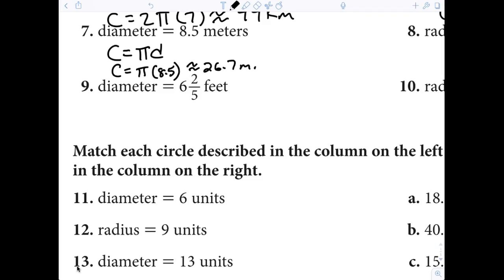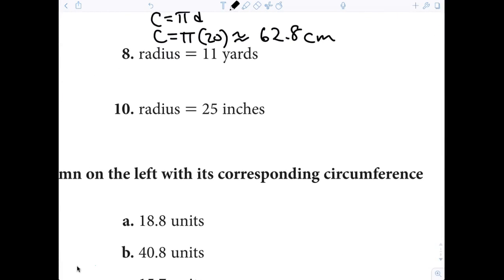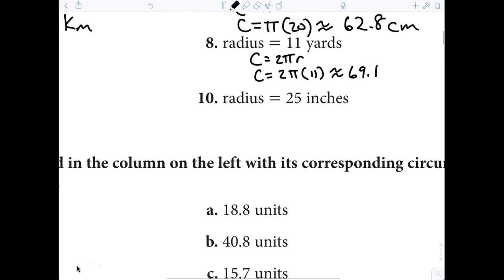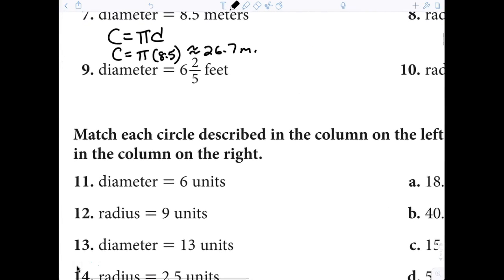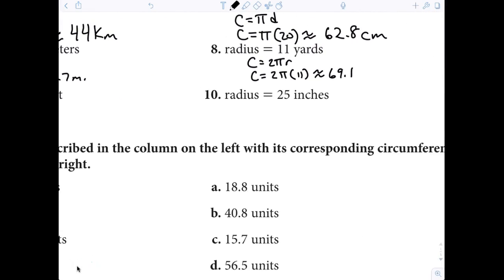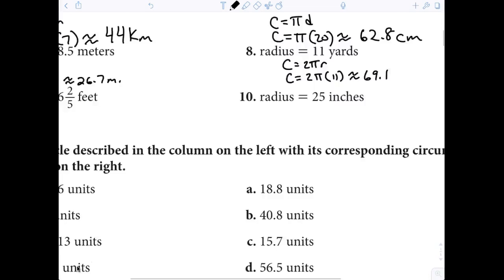All right, Chloe, you're up. Number 8. What formula am I using? C equals 2 pi r. Good. And then C equals 2 pi 11. And then it is 69.1. Did anybody else come up with that, please? Okay. Are we still rounding? To the nearest tenth. All right. 69.1. You good?